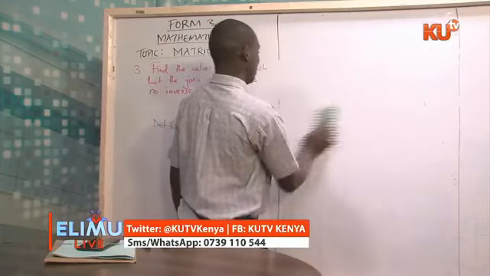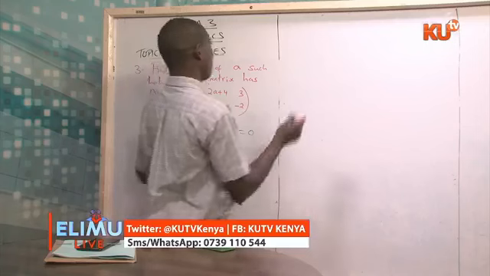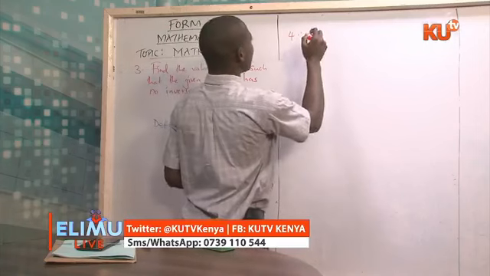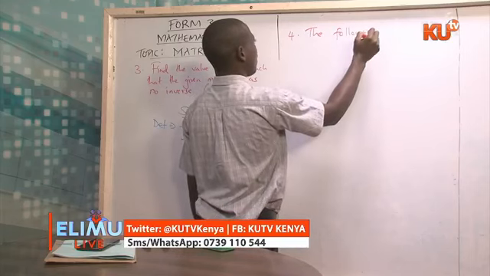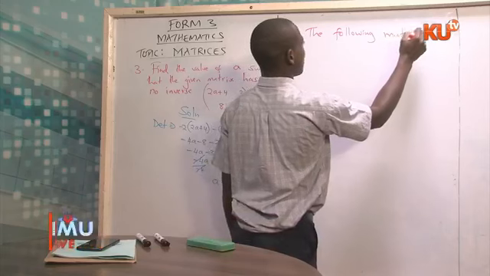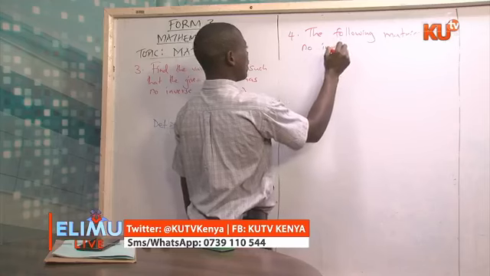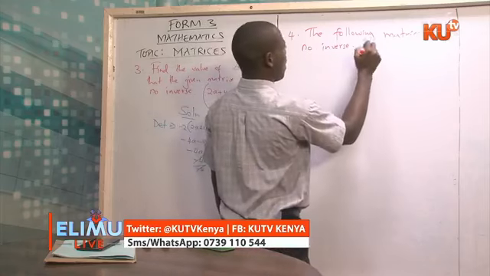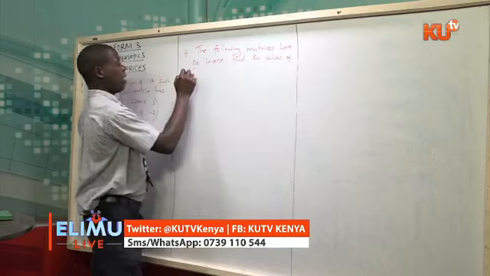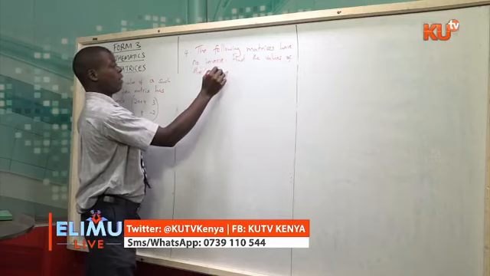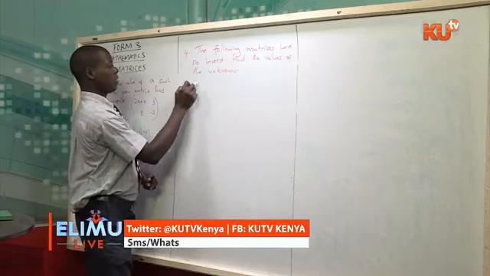And our last example on this case, our last example is number 4. The following matrices have no inverse. Find the values of the unknowns.